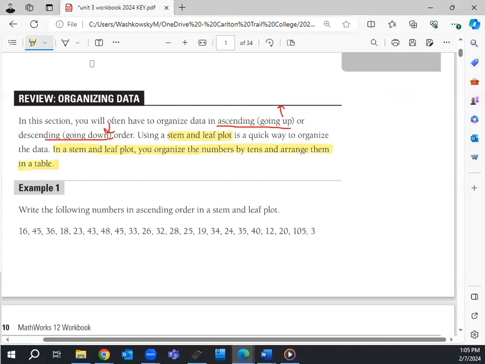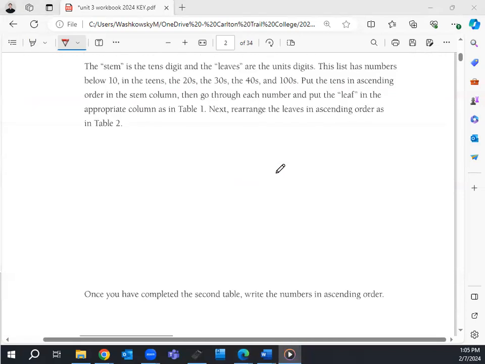What does that mean? Well, if I'm looking at this data down here, if I want to organize all of these numbers, what do I see? There's a 0 to 9 group. I have 10s, I have 20s, 30s, 40s. No 50s, I can see. No 60s, no 70s, no 80s, and there's also 105. So I'm going to organize this through a stem and leaf.